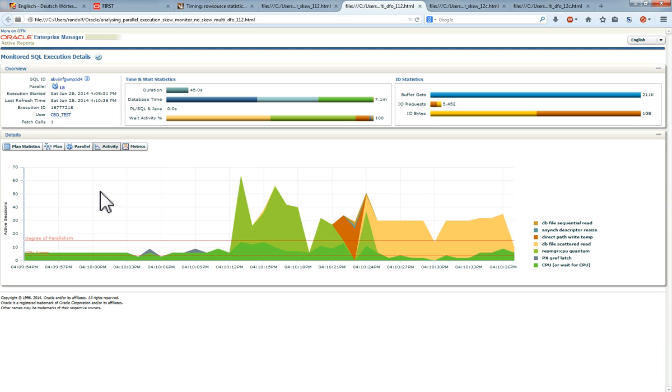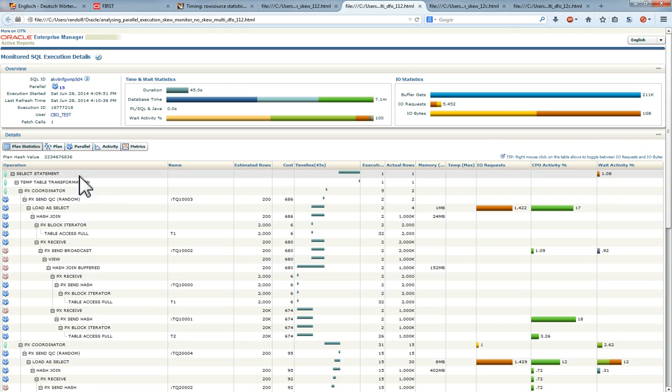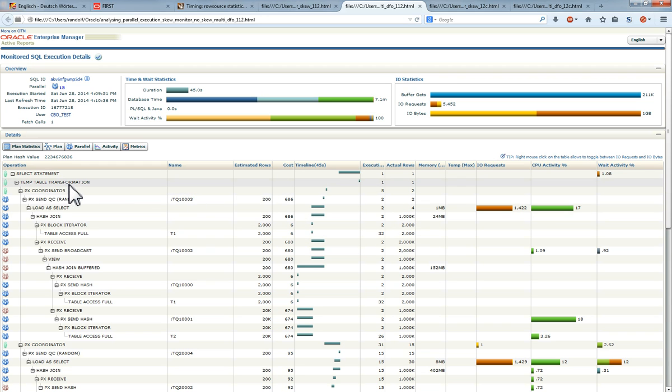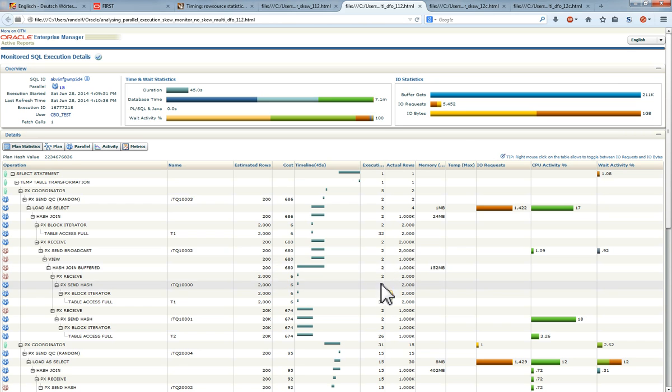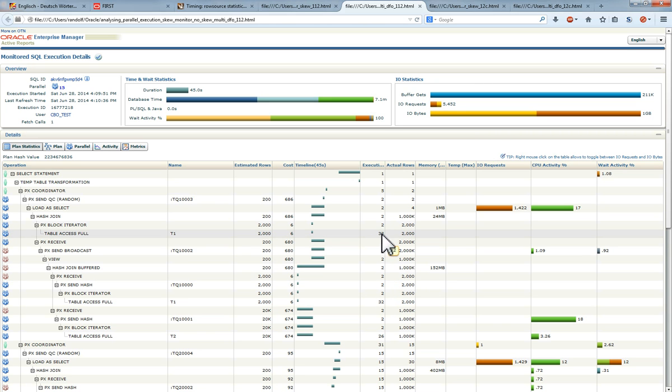We can detect this if we look closer at the execution plan information that is made available in the real-time SQL monitoring report. If we look here, for example, at these PX block iterator or hash join operations, then we can see that for this part of the execution plan, which is this temp table transformation here, we actually have something which looks like a degree of 2, because we only have 2 executions of these operations shown, whereas of course we have for the full table scans the number of granules that were executed.